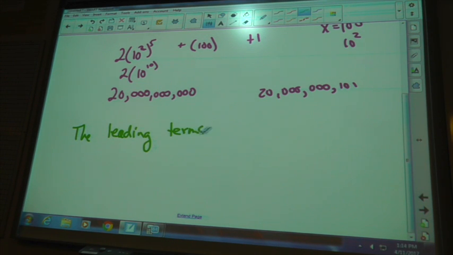See, life is math, right? That's what it is. The leading terms matter. Now I know some of you guys might say all terms matter, but we're not going to get into that right now. They dominate.